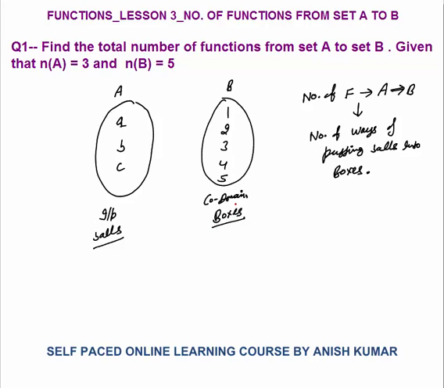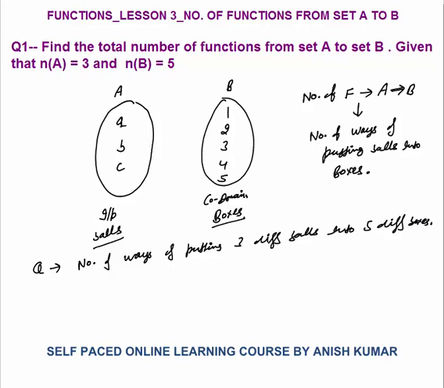So now what the question becomes: the question is now not about functions, the question is the number of ways of putting 3 different balls into 5 different boxes. The question becomes the number of ways of putting 3 different balls, that is A, B, C, into 5 different boxes, that is 1, 2, 3, 4 and 5. The question is changed.